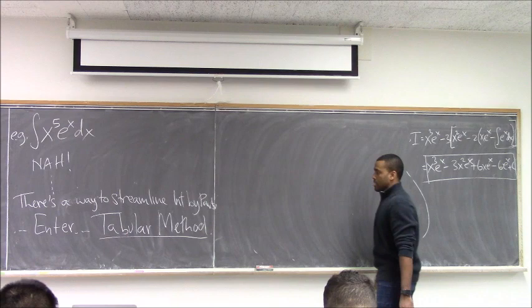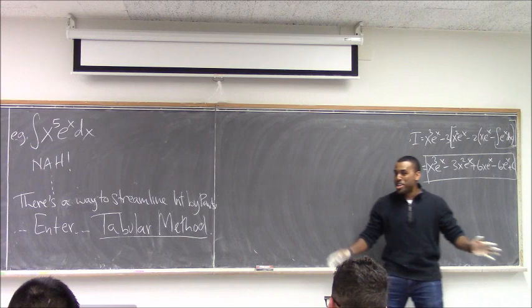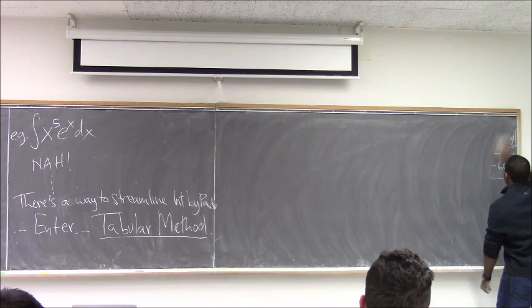Where you're going to see a commercial in black and white. Are you tired of doing your integration by parts over and over? And it comes in color. There's a better way! Order now for $19.95. Okay, tabular method. It's a whole other thing. So all the new cool kids are doing it, right?